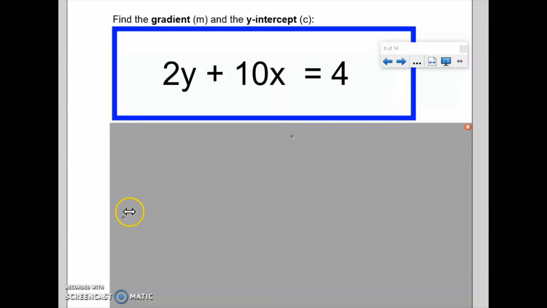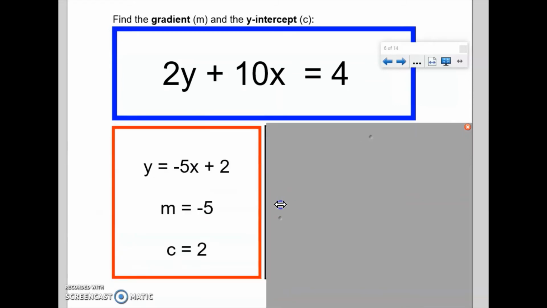Okay, welcome back. This is what your answer should look like. I'm dealing with two y's, so I want everything divided by 2. And then my plus 5x would be on the wrong side. So I'm going to subtract 5x from this side, at the same time subtracting 5x from this side. Now I'm left with y equals mx plus c, with m being minus 5 and c being 2.